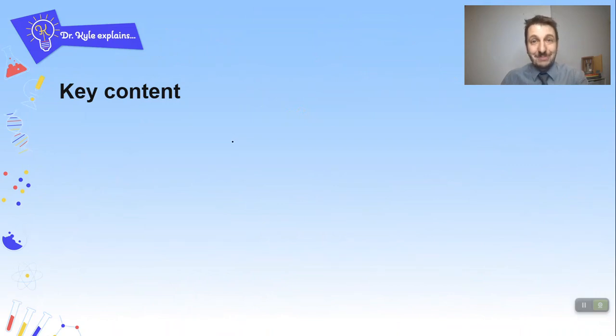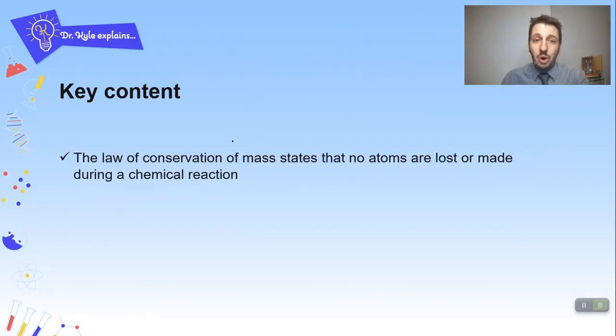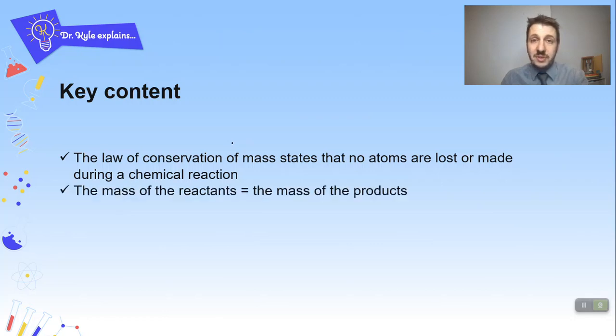Okay, so some key content. The law of conservation of mass states that no atoms are lost or made during a chemical reaction. Now, this is also the same as saying in physics that mass cannot be created or destroyed. So what this means in chemistry, we refer to the conservation of mass as the mass of the reactants are equal to the mass of the products. You cannot create or destroy mass. No atoms are lost or made during the reaction.